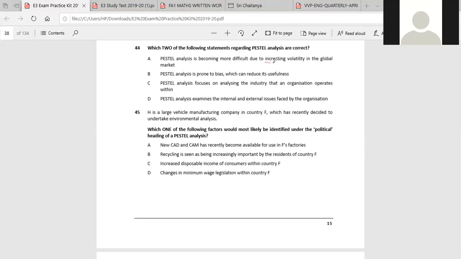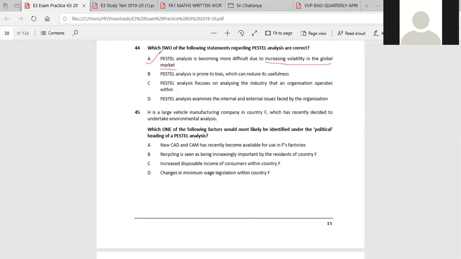That is right. There is a lot of volatility in the global market. So analyzing with the help of the PESTLE model is not such an easy task. So A should be considered. That is right because the global scenario is changing drastically. So in that case, there's too much volatility. There is a lot of fluctuation. So there are so many factors which are covered under this particular model of PEST or PESTEL. So analysis becomes difficult. So this is the right thing. A is a right option.